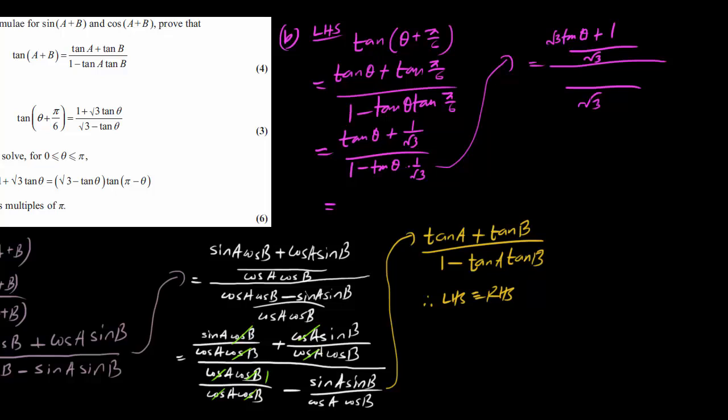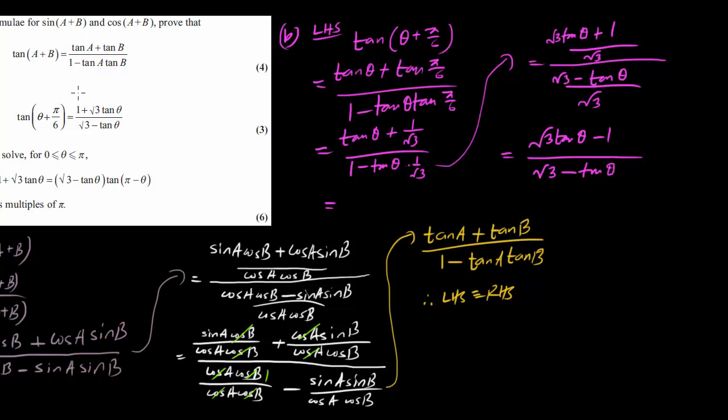And downstairs again, the LCM is square root of 3, so this would be square root of 3 minus tan theta, since square root of 3 matches. If you further simplify, the square root of 3 and the square root of 3 cancel off. This would be square root of 3 tan theta minus 1 divided by square root of 3 minus tan theta.